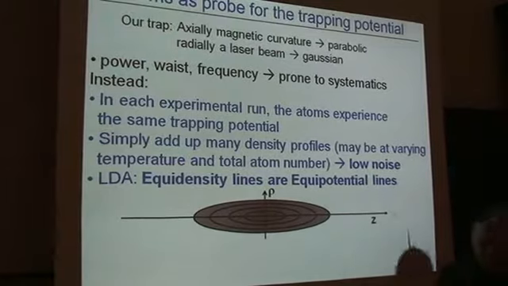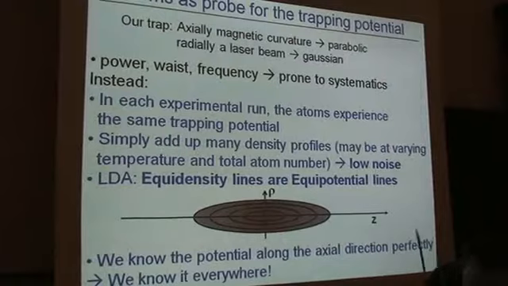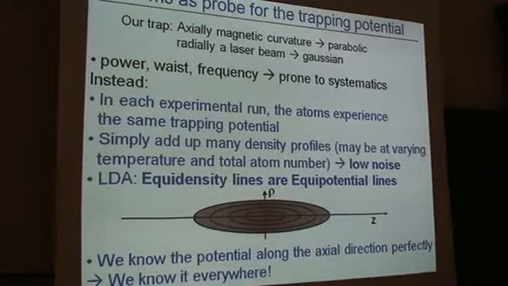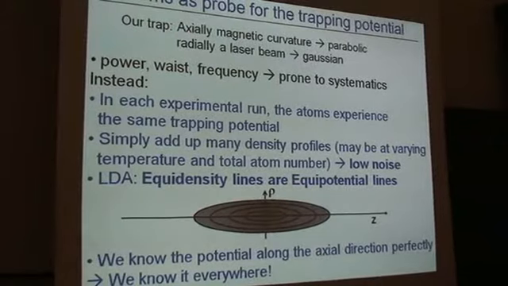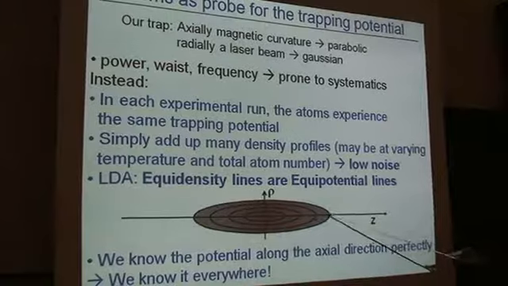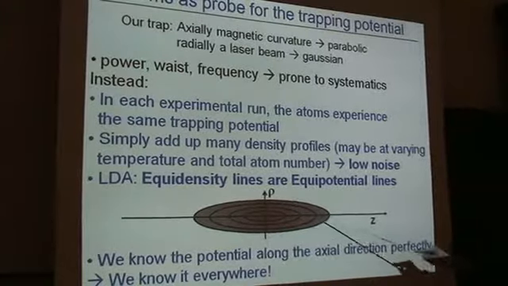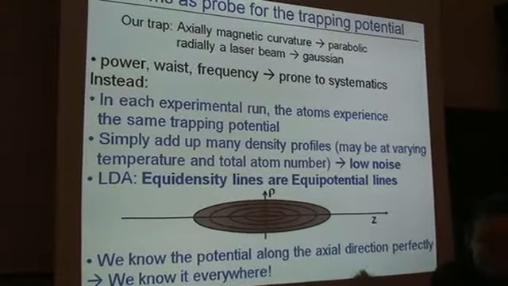Yeah. So that is nice. We get the potential. We know the potential everywhere. So I didn't tell you how we convert density to potential. Actually, we know exactly what the potential is. It's a harmonic trap. The atoms oscillate forever. We know exactly the trapping frequency. It's given by a magnetic curvature and not by a tiny optical beam. So we know along the axial direction exactly what potential we have. And that immediately labels all the equipotential lines for us. So that's how we get the potential. Good.